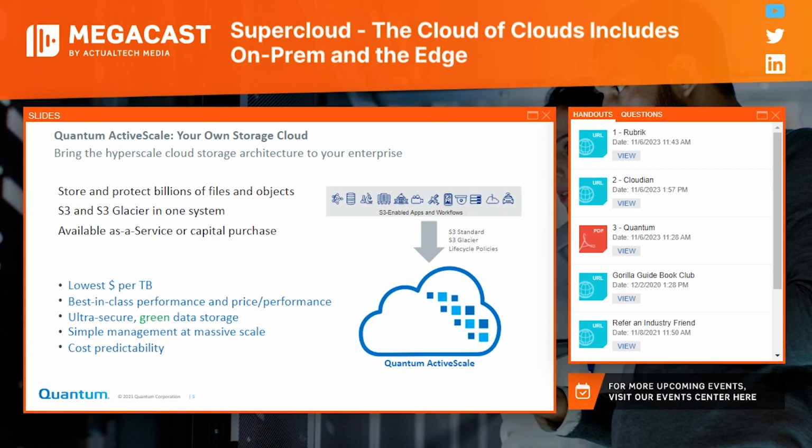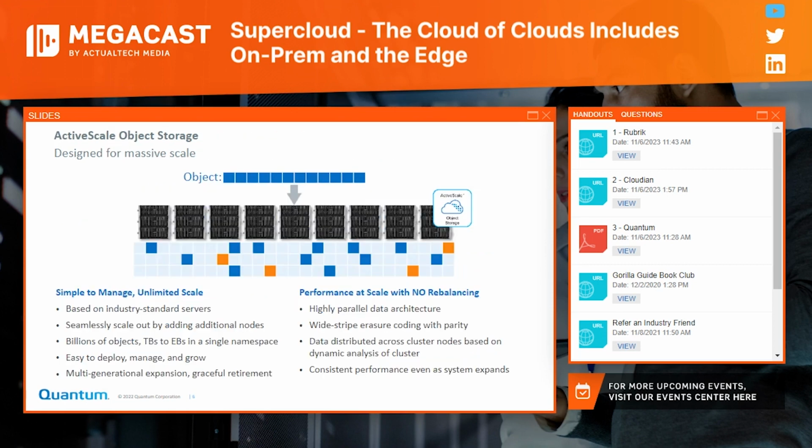And so with Quantum ActiveScale, this is a key technology that we'll go into a little bit more detail on that really provides for low cost of storage, best-in-class performance, and best-in-class price performance, and provides you much greater predictability in terms of the storage resources that you're deploying on a monthly, quarterly, yearly basis. Next slide, please.